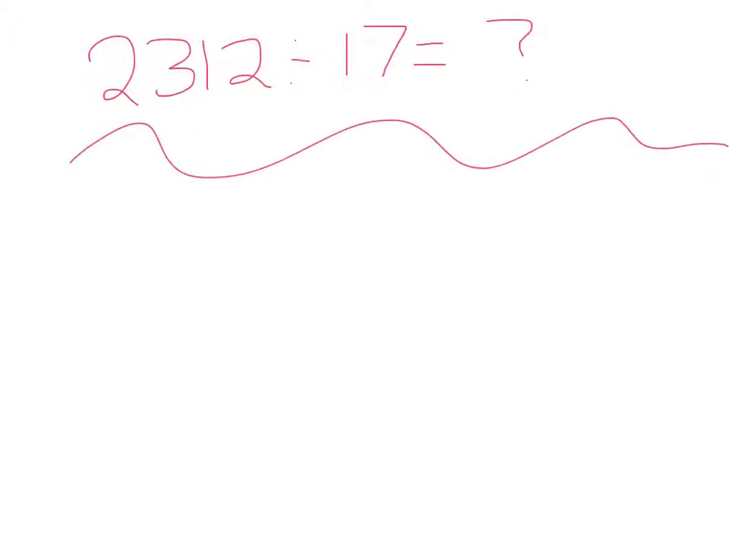So now we can model the situation with an equation. First, you have to write the dividend, which is 2,312. Then you have to write the divisor, which is 17. After you divide these numbers, you will get the quotient, which we don't really know right now. To find the answer, we are going to use partial quotients.